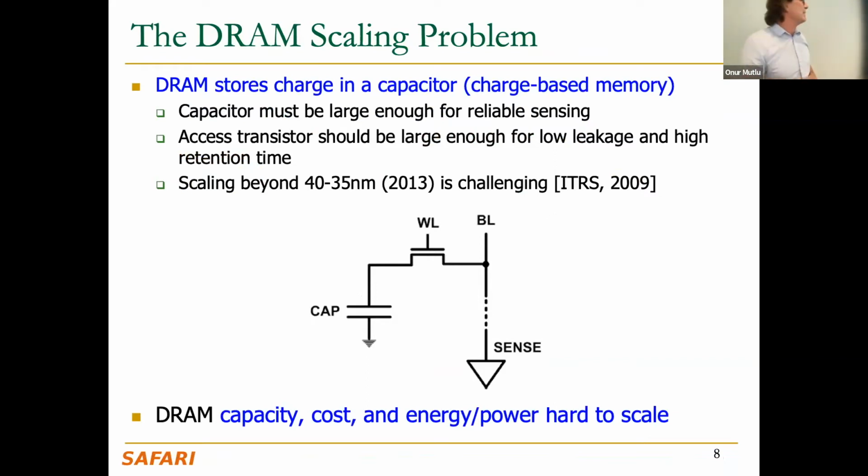And if you look at DRAM, DRAM stores charge in a capacitor. Let me see. Yeah, this is not working very well, so I'm going to use my pointer over here. You need to have a storage device and you need to have an access device, and both of these need to work very well, essentially reliably.